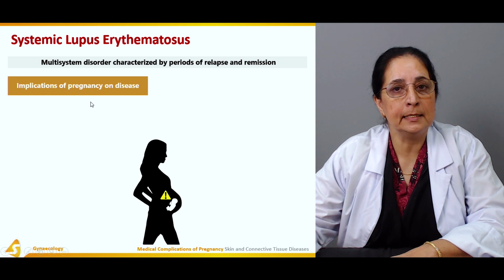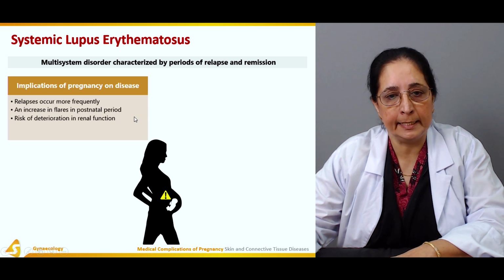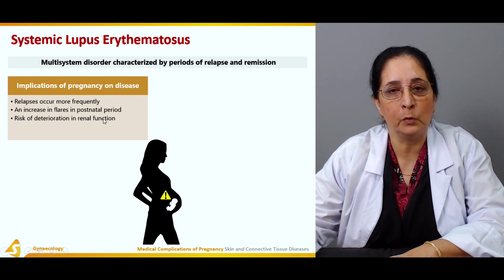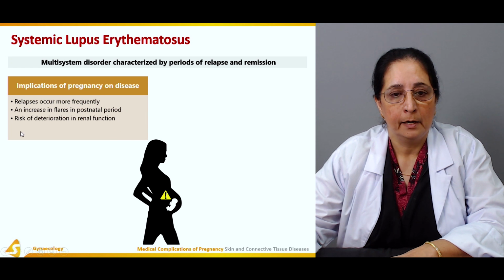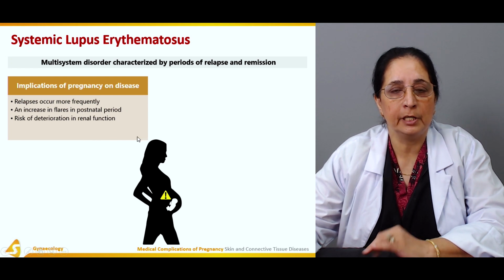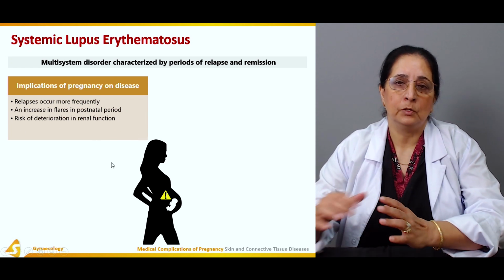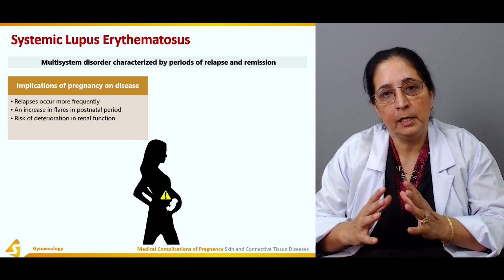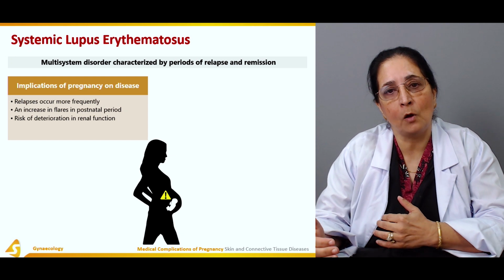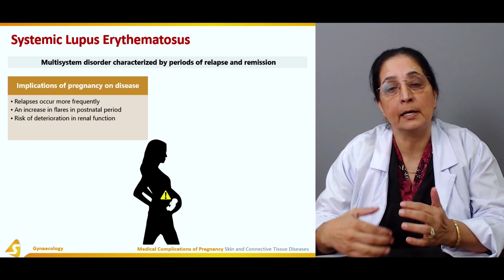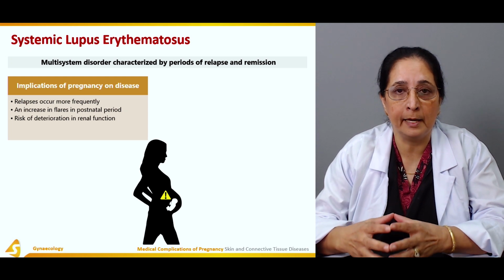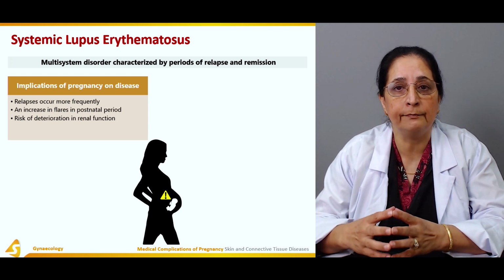Implications of pregnancy on SLE. Relapses occur more frequently, and there is an increase in flares in the postnatal period. There is a risk of deterioration in renal function, so the renal functions can be affected. The relapsing period is longer during pregnancy, but after the delivery, there is an increase in the flare-up of the disease.